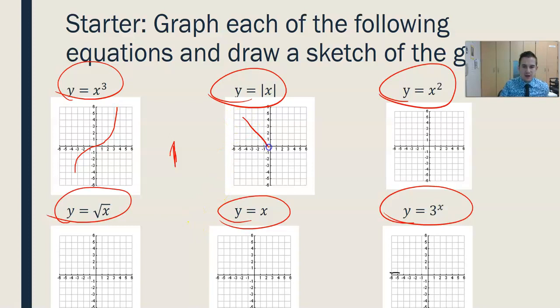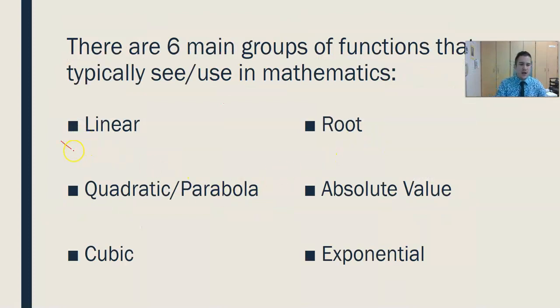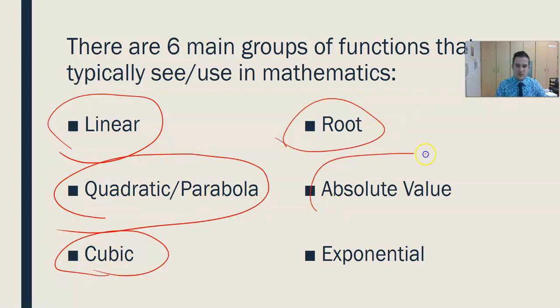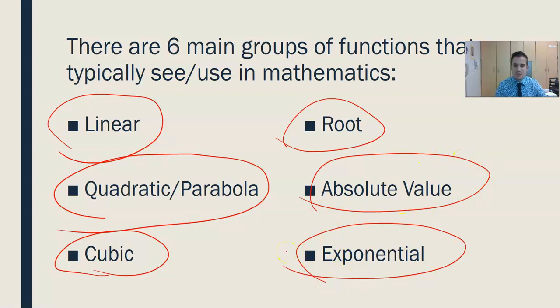Y equals the absolute value of x is going to be this v. Y equals x squared is going to be this u. This is going to be the square root of x. This is going to be y equals x, right here, going through the origin. And something like this is going to be an x where x is the exponent, this swoopy J. These are the 6 main types of graphs or parent functions that we're going to see. And those are called linear, quadratic, cubic, root, absolute value, and exponential.